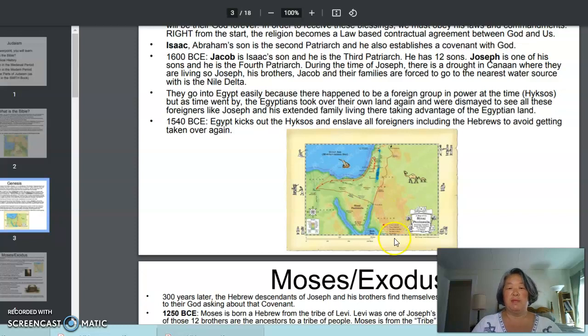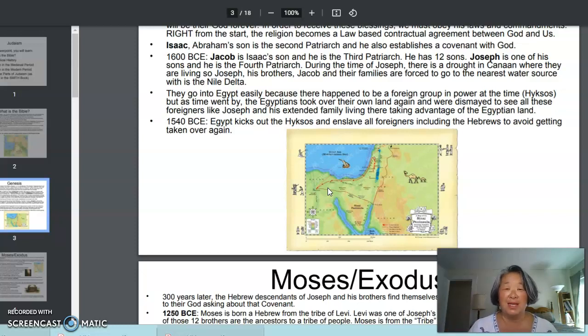That's basically what happened. Because of the drought, they went into Egypt, which happened to be run by a foreign group of people called the Hyksos. So the Hyksos were like, oh, we don't care if you come in. And then once they got in, the Egyptians kicked out the Hyksos and took power again, and the Canaanites, or Jacob and Joseph and his brothers and all their families, couldn't leave.